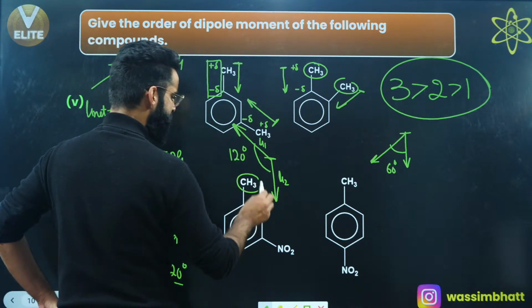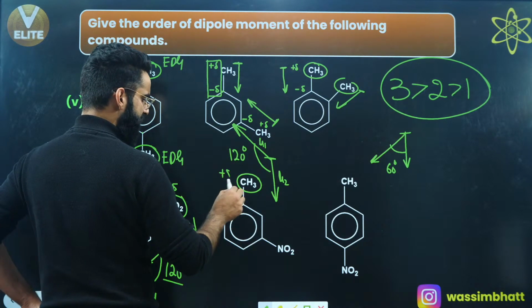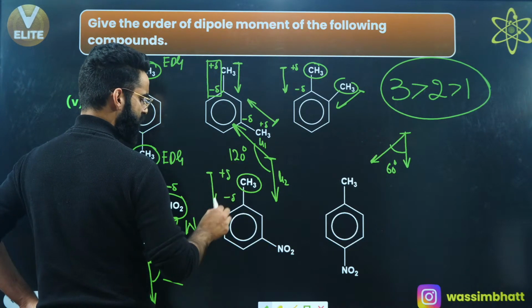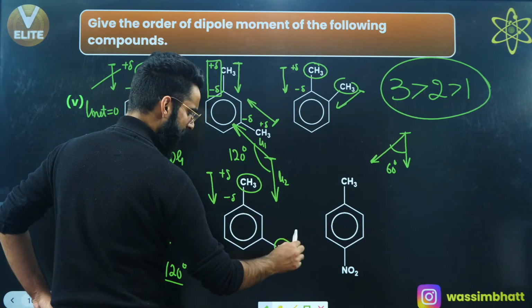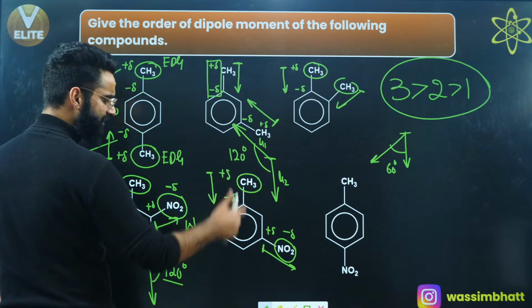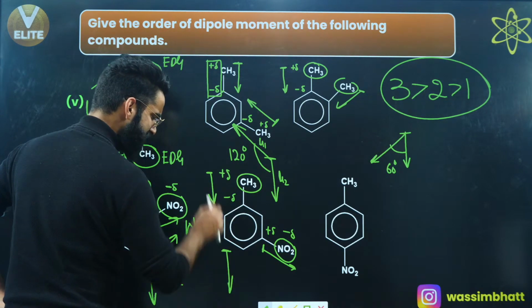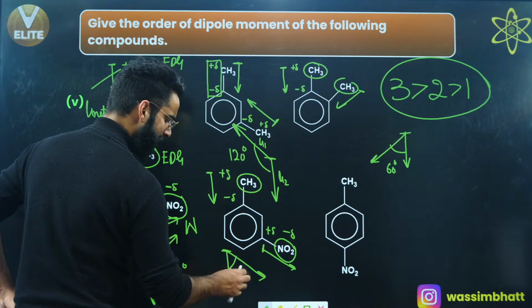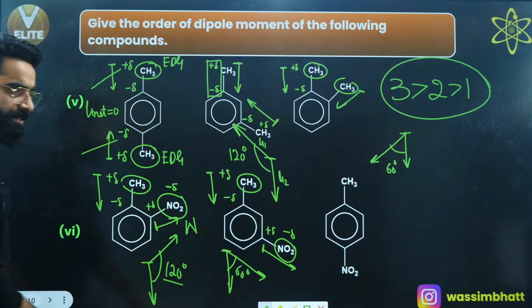Similarly, this CH3 is electron donating again, so this is delta positive, this is delta negative, and this is the direction of dipole moment. NO2, electron withdrawing, gets delta negative, and this carbon gets delta positive. This is the direction of the dipole moment. Let me shift the vectors. One is simply downwards and one is in this way, at an angle of 60 degrees, right?